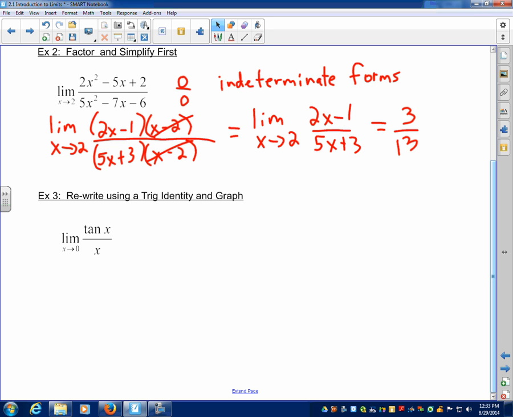So here's a function: limit as x approaches 0 of tangent x over x. If I plug in 0, I get an indeterminate form. Just verify that. 0 over 0.